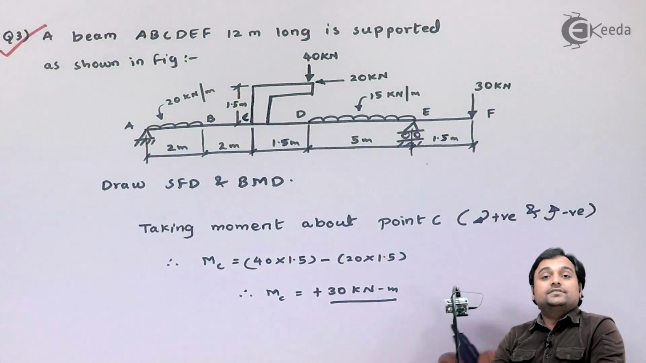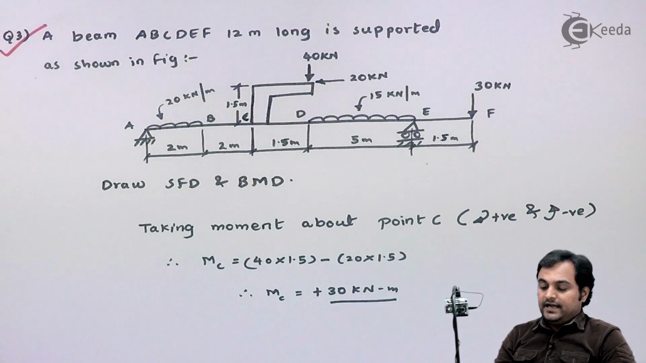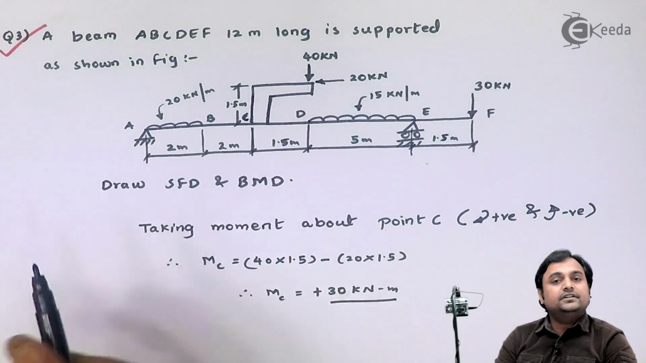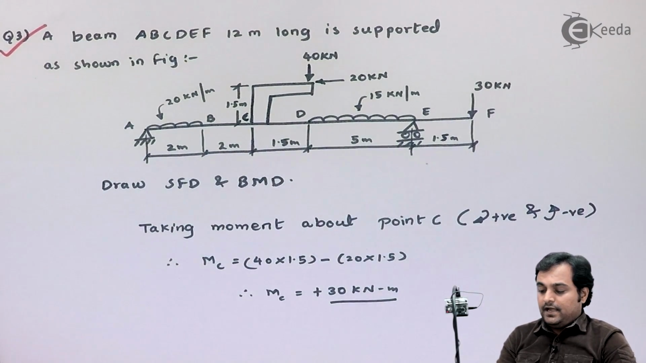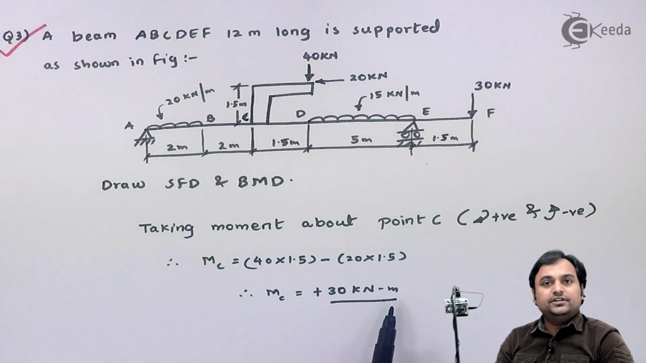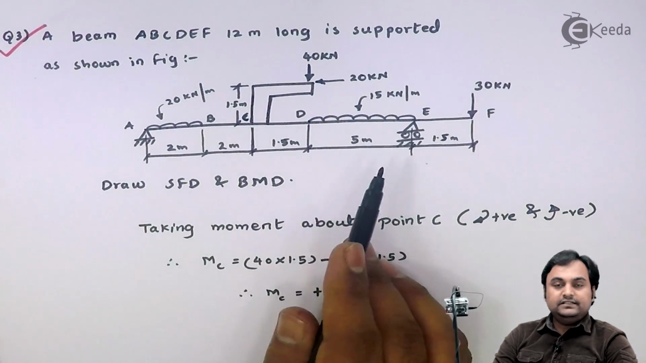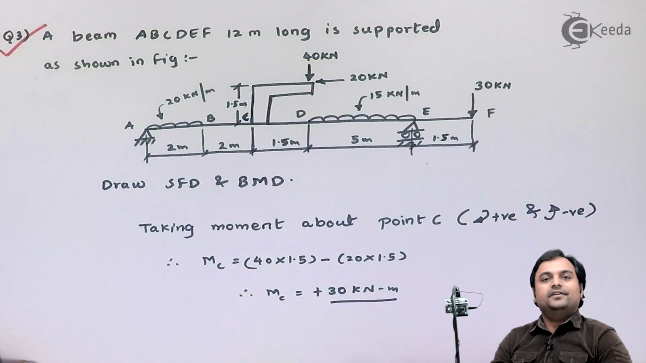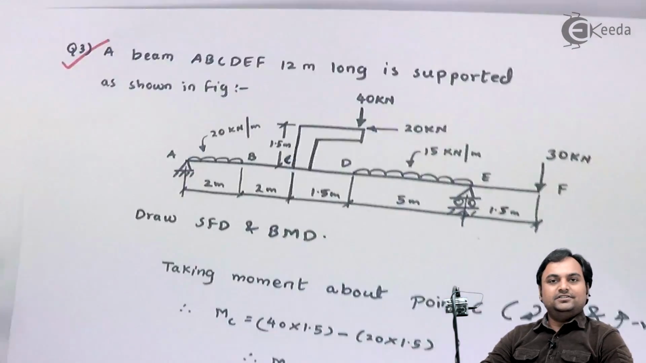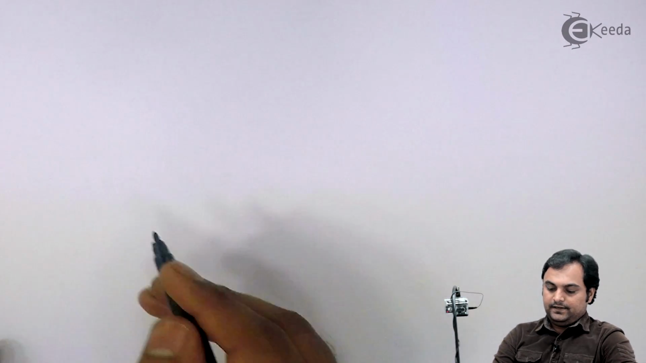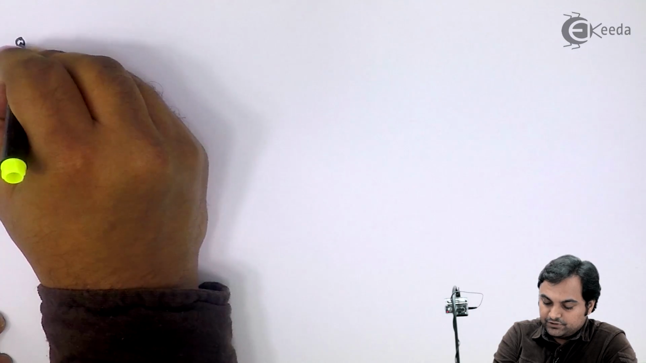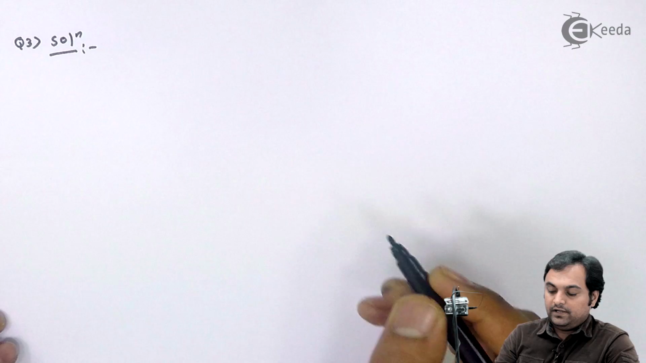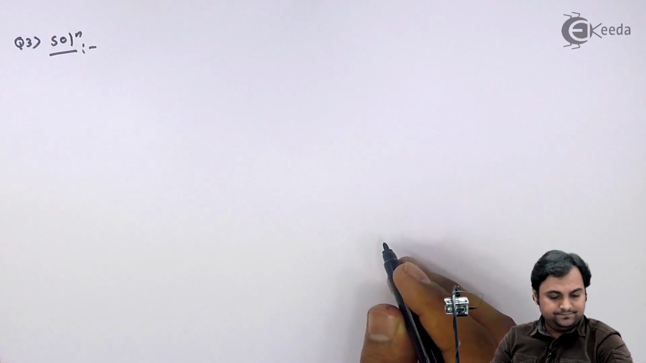Now since my answer is positive, it means at point C there is a moment acting because of this bracket which is given in the diagram, and that value of moment is 30 kilonewton meter. For that I would be drawing this beam again and showing this value of moment, or you can say couple. So let us start solving this question. We are into question number 3. Solution. I will draw this beam once again.